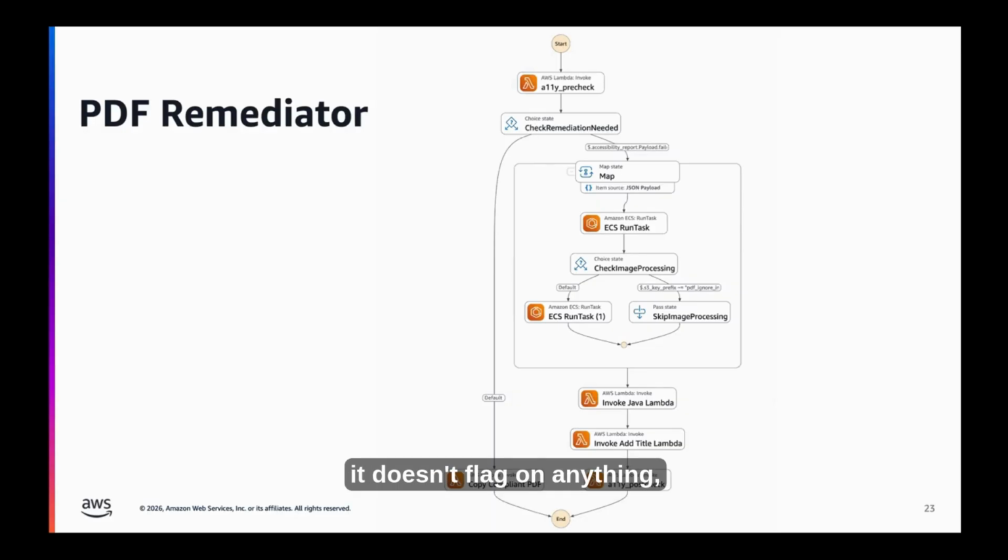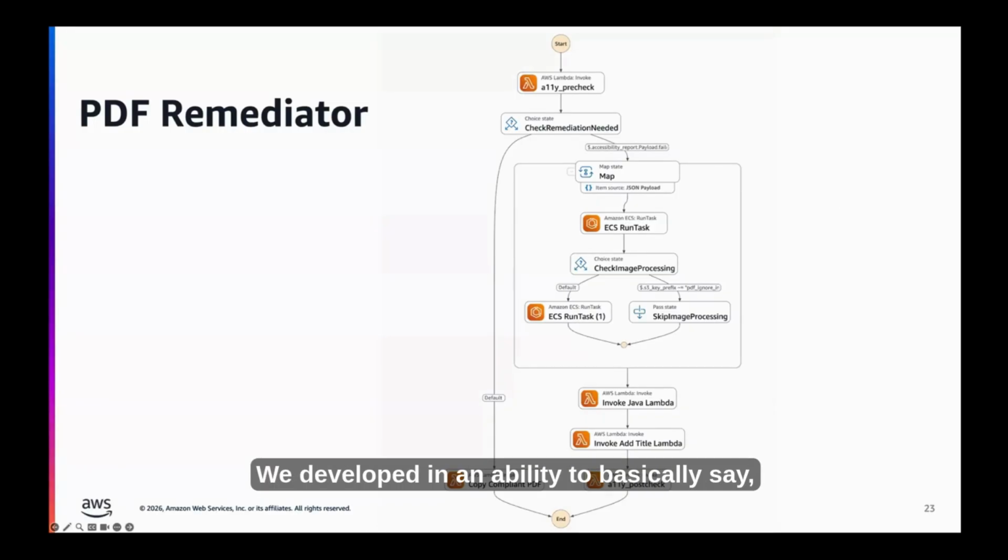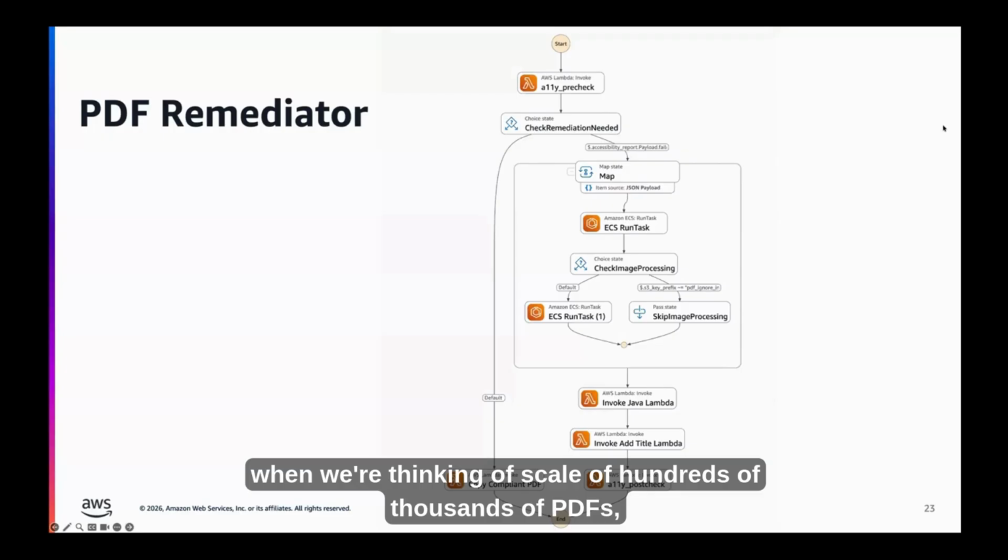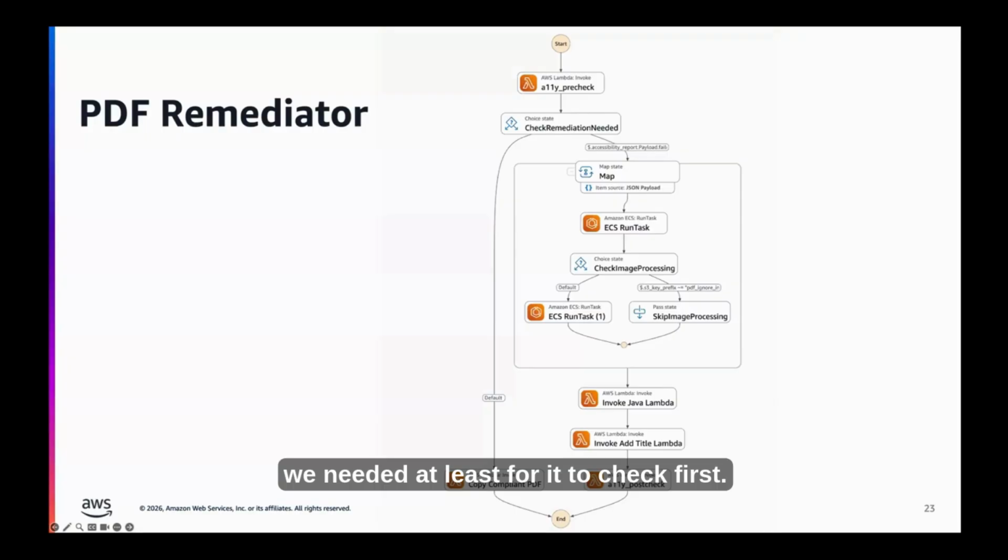it doesn't flag on anything, meaning there's no errors in the pre-check. We developed an ability to basically say, skip everything and let the end user that uploaded this submission or others know that. So provide a log of that report showing that it didn't have any errors and send it back to them and say, basically, you're good to go. So that was the first element, because why spend the tokens or the money if it's already compliant? But again, when we're thinking of scale of hundreds of thousands of PDFs, we needed at least for it to check first. So that's step one, where we made a slight alteration.